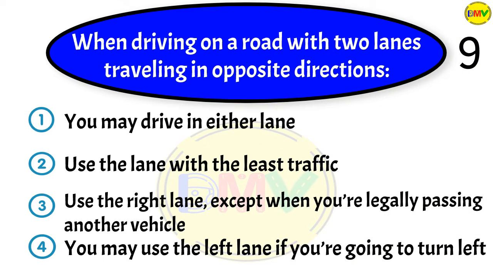Question 9. When driving on a road with 2 lanes traveling in opposite directions: 1. You may drive in either lane. 2. Use the lane with the least traffic. 3. Use the right lane, except when you're legally passing another vehicle. 4. You may use the left lane if you're going to turn left.